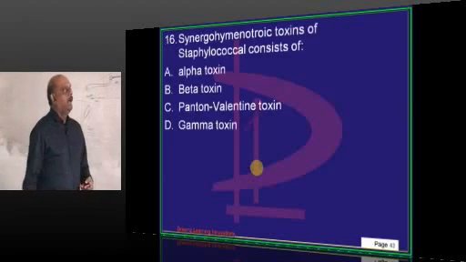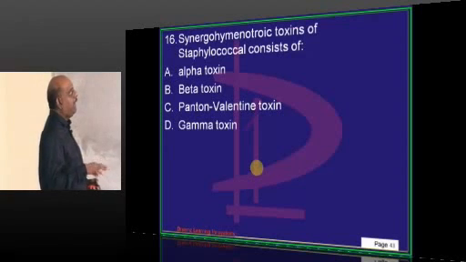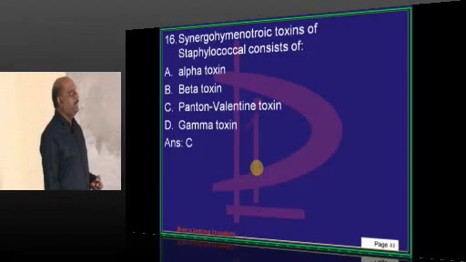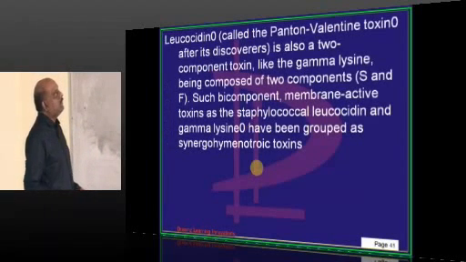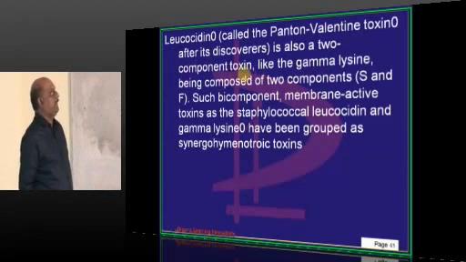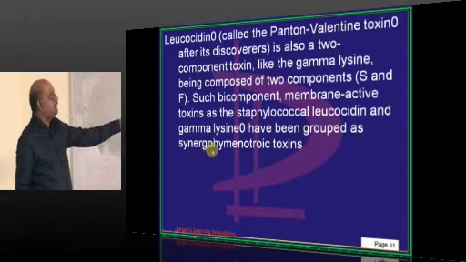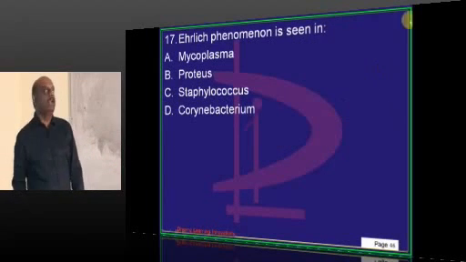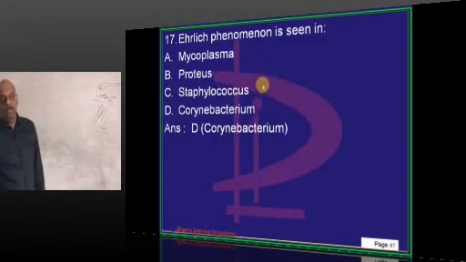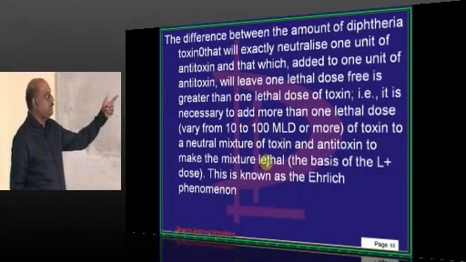So synergohymenotropic toxin is basically Panton-Valentine toxin, also called leucocidin. It has got two components. It is a 2-component toxin, and in this bicomponent structure, it is called synergohymenotropic toxin is what needs to be remembered. So what is meant by Ehrlich's phenomena? Ehrlich's phenomena is seen in Corynebacterium diphtheriae when you happen to add the antitoxin to neutralize the toxin.